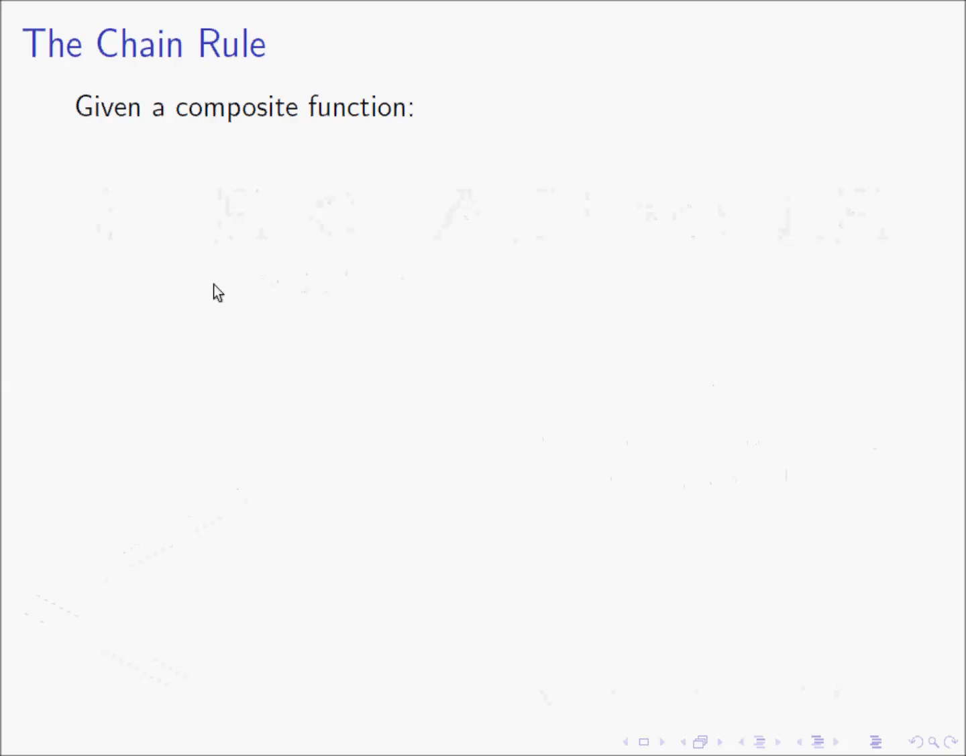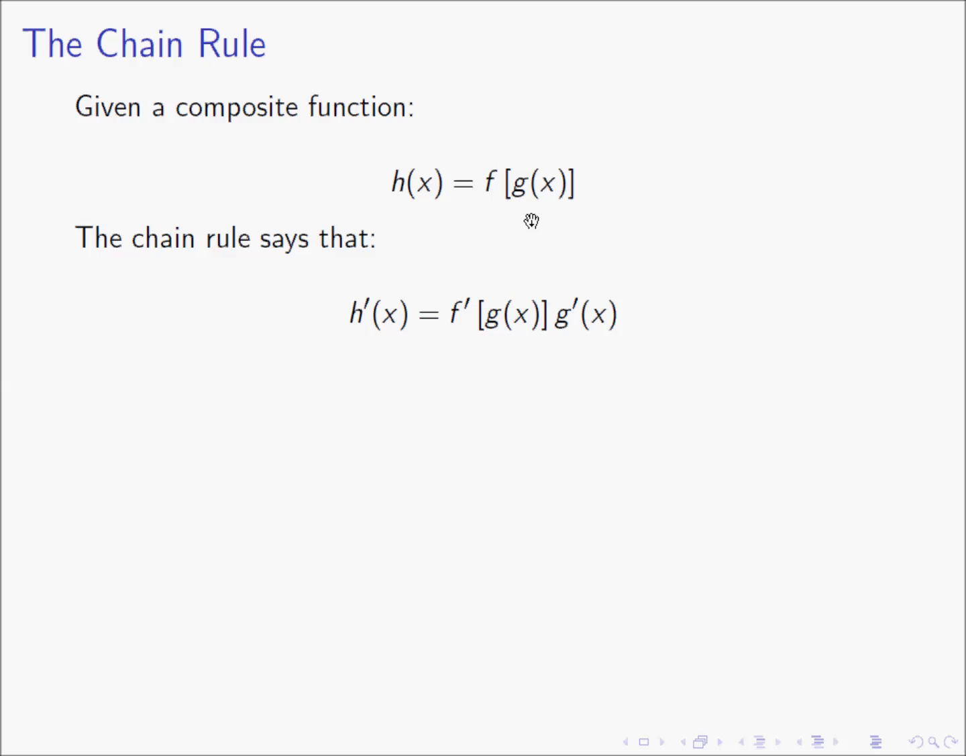Okay, let's remember what the chain rule says. Given a composite function h of x, that is a composition of f and g, the chain rule says that the derivative of h is f prime of g of x times g prime of x.